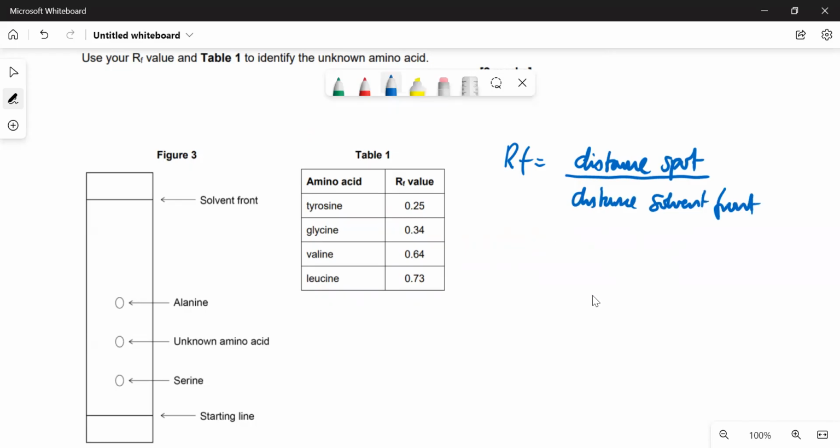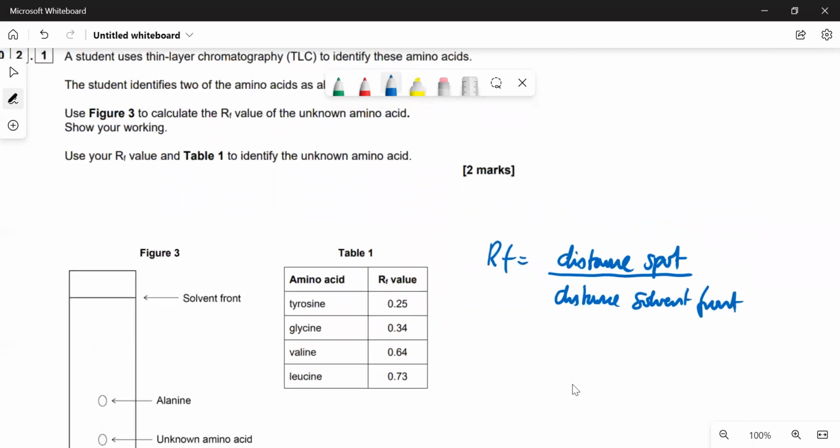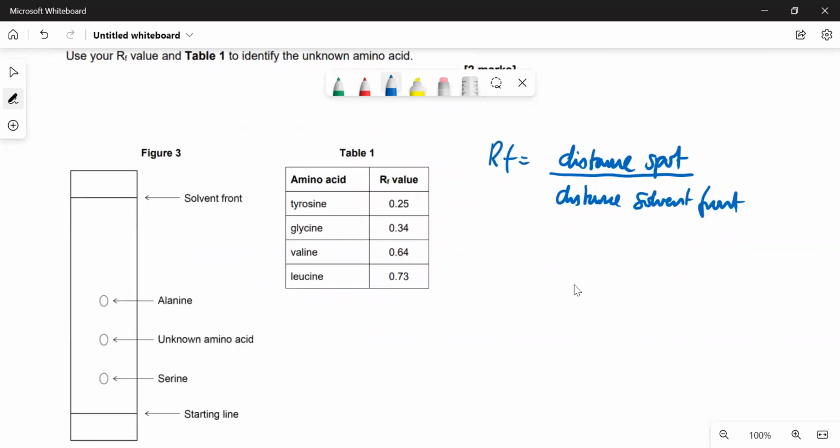So that's how you work out an RF value for this. Use the figure to calculate the RF value of the unknown one. I was going to do it roughly. The distance of the solvent front, let's say that is about 10. And the unknown, well, it's about a third of the way up, isn't it? So that's going to be equal to about 3.